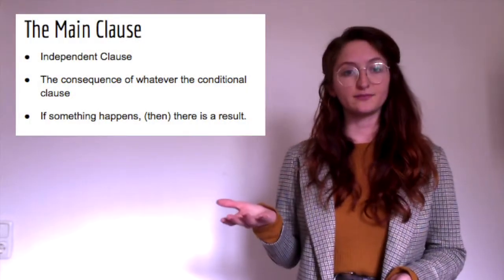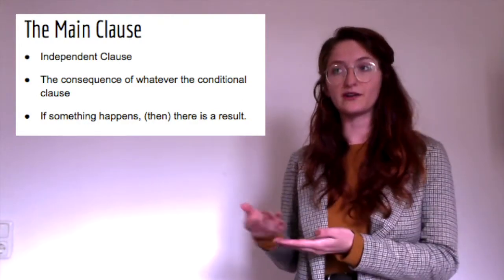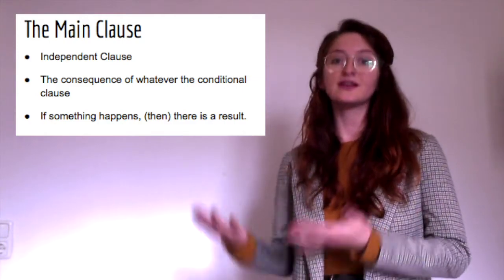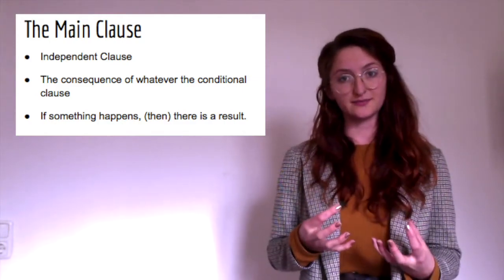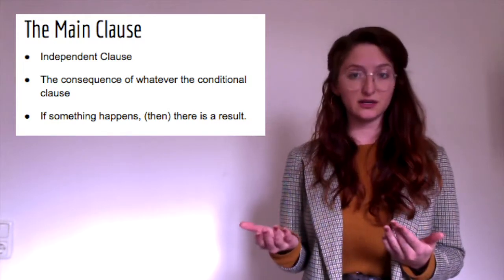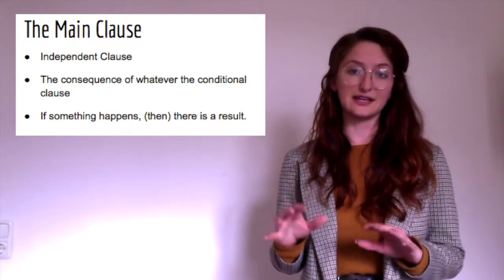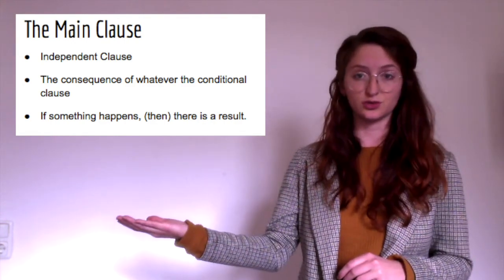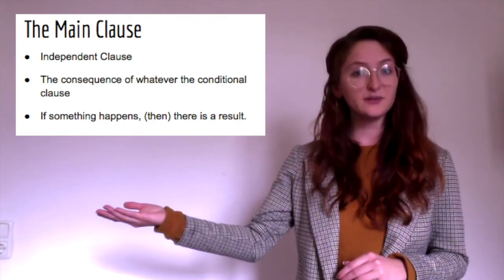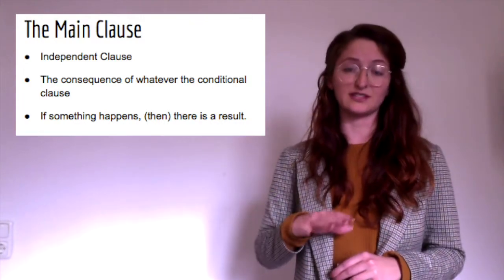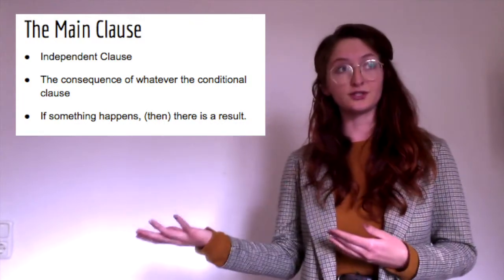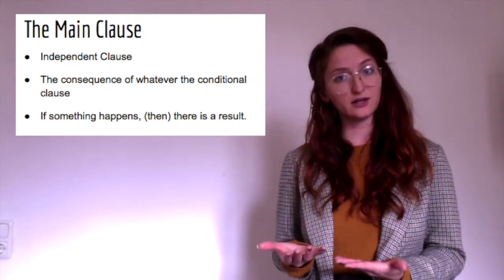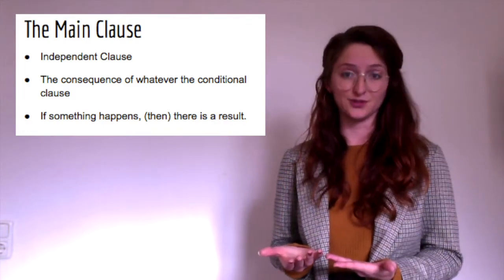And then the second part is the consequence of whatever this condition is. So if something happens, then there is a consequence. That's called an independent clause because it can stand alone. You can't just say, if I go to the store. That's a dependent clause because you need something else in order for it to be a full sentence. If I go to the store, I will get groceries. I will get groceries is an independent clause because it can stand alone as its own sentence.